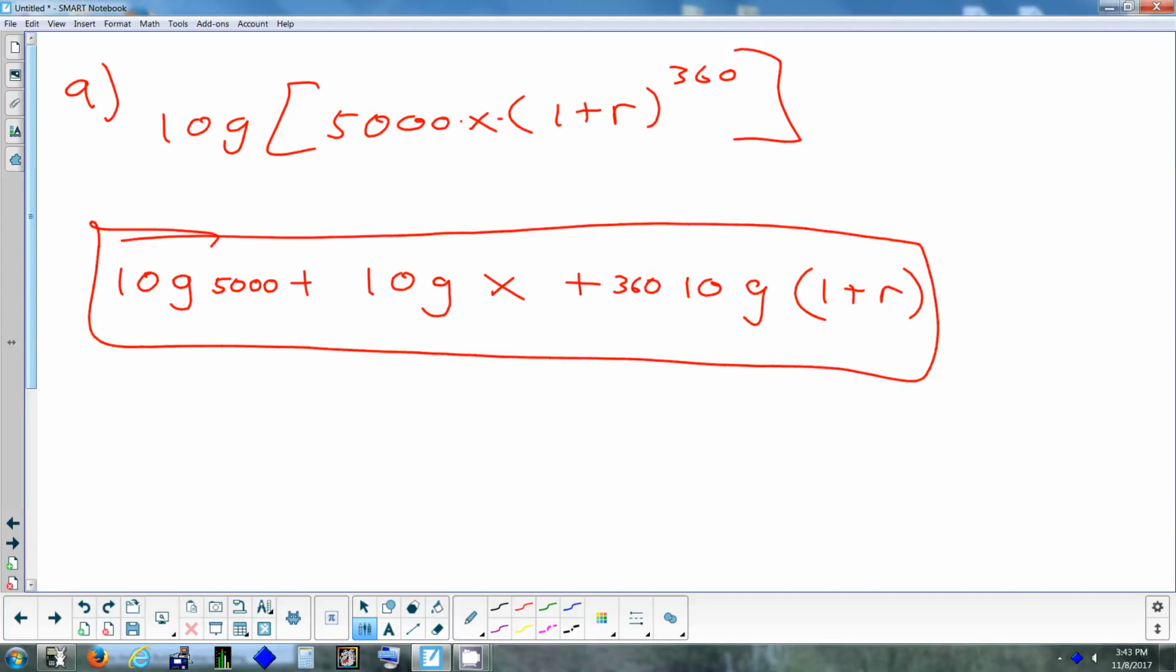So there'll be some kind of bonus question, kind of like that, combining or splitting logs. Okay, any other questions?